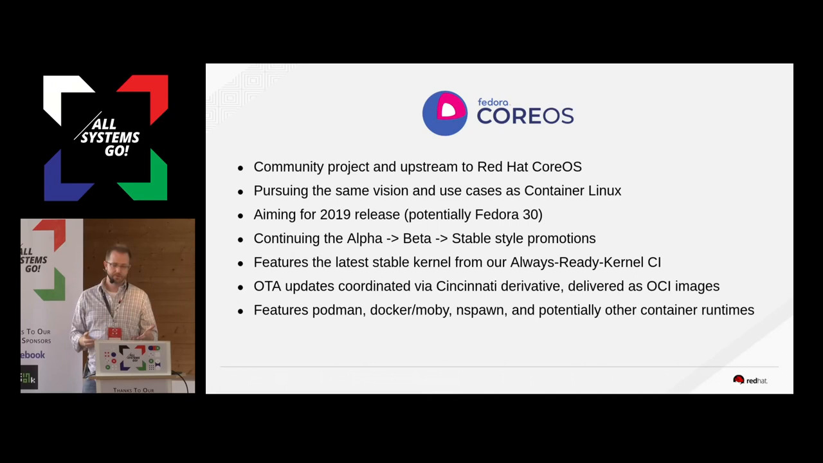So CoreOS does a great job right now that when you install it out of the box, you get this minimal container host that's ready to go, ready to take on workloads, and that mindset is what we want to carry forward. So again, this is becoming the upstream to what we're doing on the Red Hat side. Keep the same mission. When we look at the release, we're marching towards getting regular releases out next year. I'm hoping this lands with Fedora 30. We definitely want to keep the same alpha, beta, stable mentality going here.